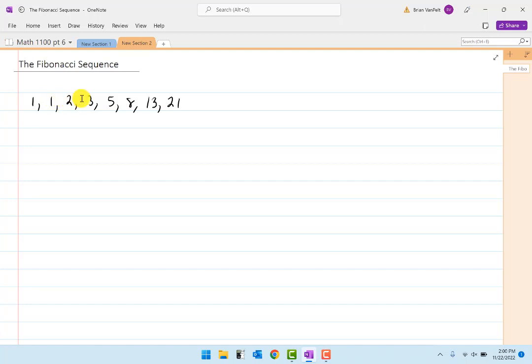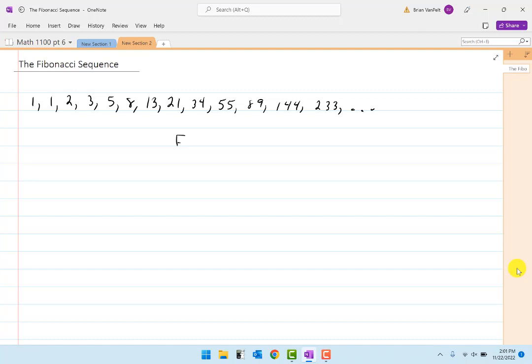So look, if I do 1 plus 2, I get 3. If I do 2 plus 3, I get 5. 3 plus 5 is 8, and so on. You can see, 13 plus 21 ends up being 34. And then 21 plus 34 is 55. And then 34 plus 55 is 89. 55 plus 89 is 144. 144 plus 89 is 233. And so on. So you can see how this works.